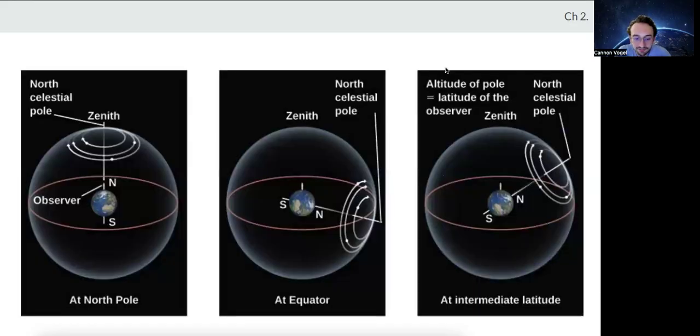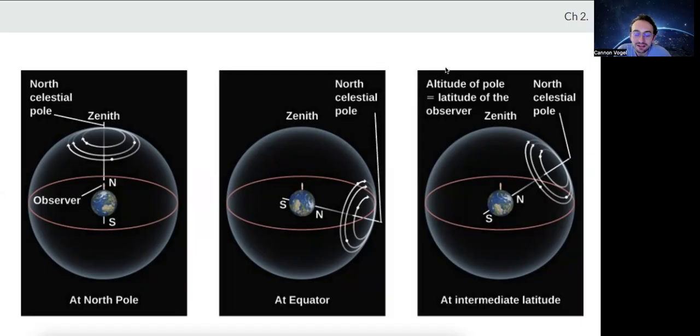Okay, so let's look at a few more diagrams just to help us see this. What if we're standing at the North Pole? What do we see? Well, our zenith then would be the North Pole, and so we would see all of the stars in the top half of the celestial sphere. As the Earth rotates, we would see them move around in circles, apparently orbiting the pole.